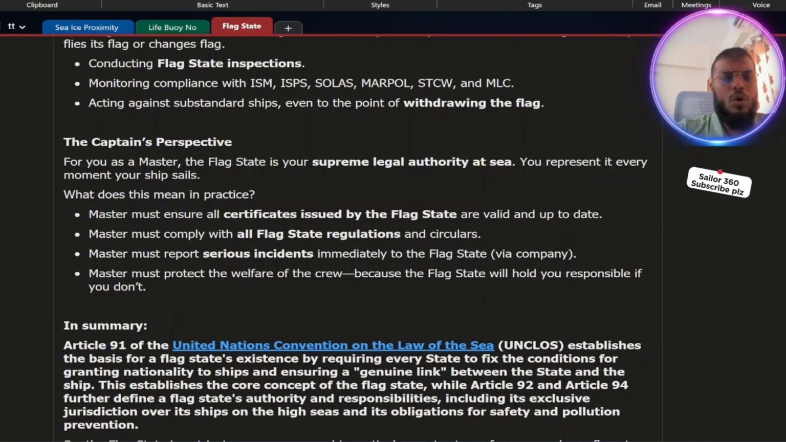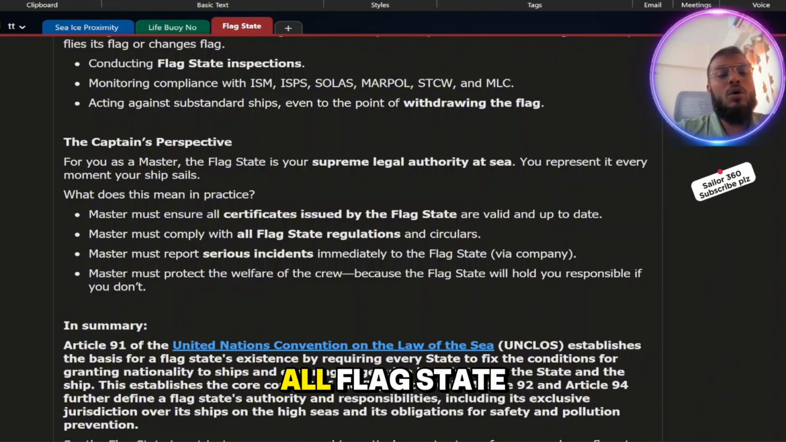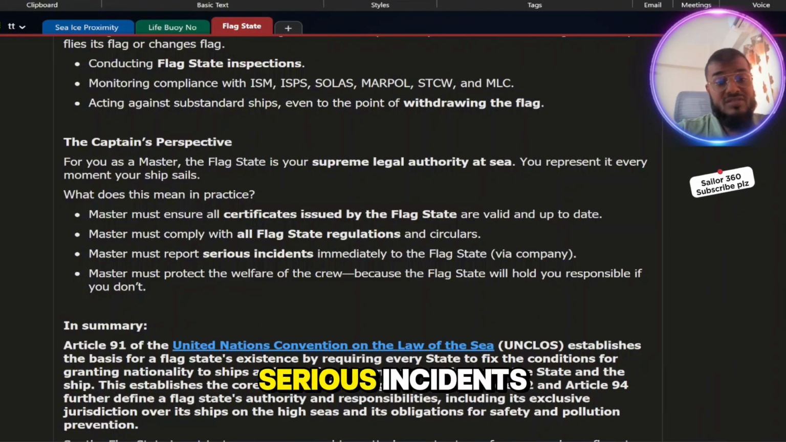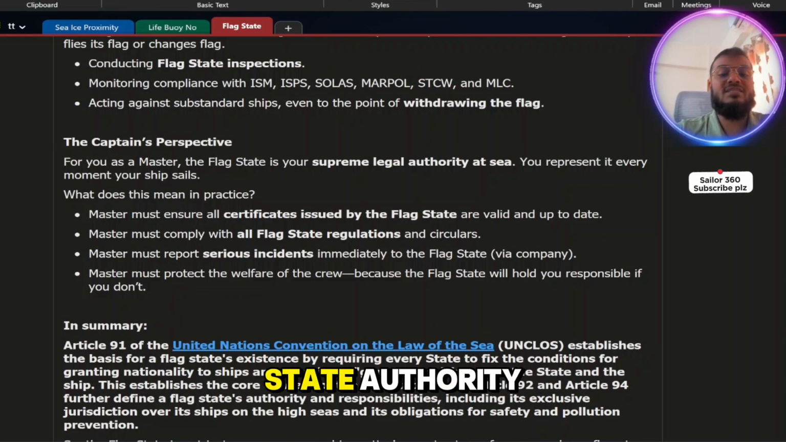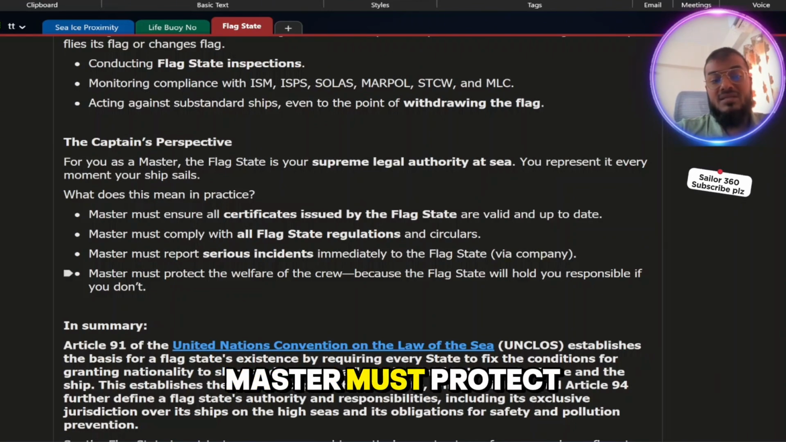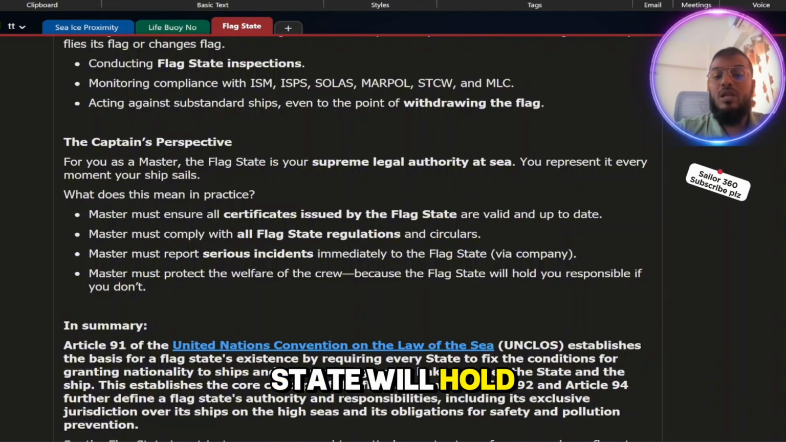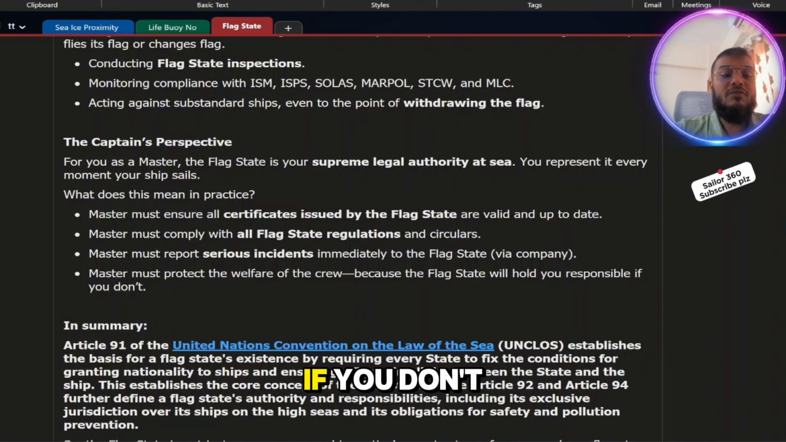The master must ensure all certificates issued by the flag state are valid and up to date. The master must comply with all flag state regulations and circulars. The master must report serious incidents immediately to the flag state authority. The master must protect the welfare of the crew, because the flag state will hold you responsible if you don't.